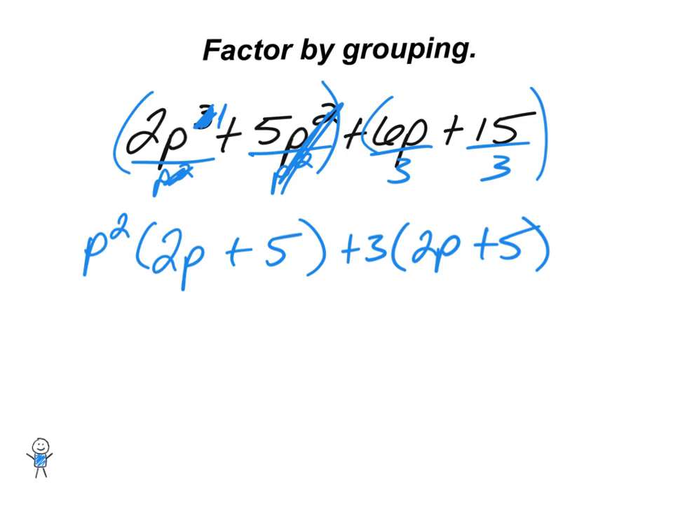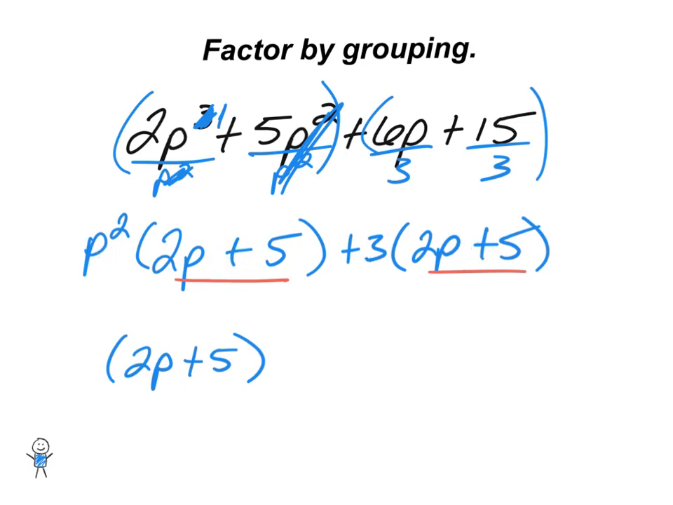Now this is a little difficult to notice at first, but eventually you'll see what I have now as 2 separate terms. There is this term, which is p squared times 2p plus 5, plus the second term, 3 times 2p plus 5. Both of these terms have a common factor. The 2p plus 5 is the same in both terms. We can factor that out. So we're going to pull out that 2p plus 5 from both terms, just like we did the p squared or the 3 in the previous example.